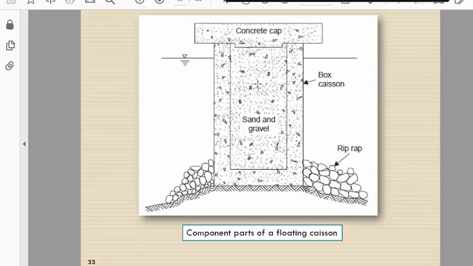Okay, so the box caisson, as I discussed previously, is properly made with reinforced concrete and filled with sand, and the water table is properly supported from the side by riprap. Okay, and the concrete pile cap is provided at the top. After that we provide the pier. So this is the floating foundation.